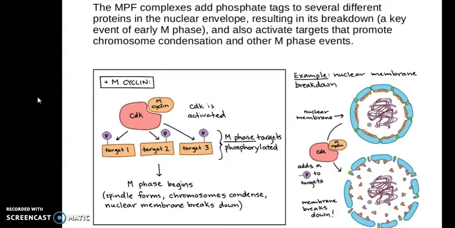The MPF complexes add phosphate tags to several different proteins in the nuclear envelope, resulting in its breakdown, and also activate targets that promote chromosome condensation and other M phase events. Here you can see that the CDK is getting activated when the M cyclin is attached to it, and the targets are phosphorylated, and then the M phase will begin with spindle formation, chromosome condensation, and the nuclear membrane breaks down.